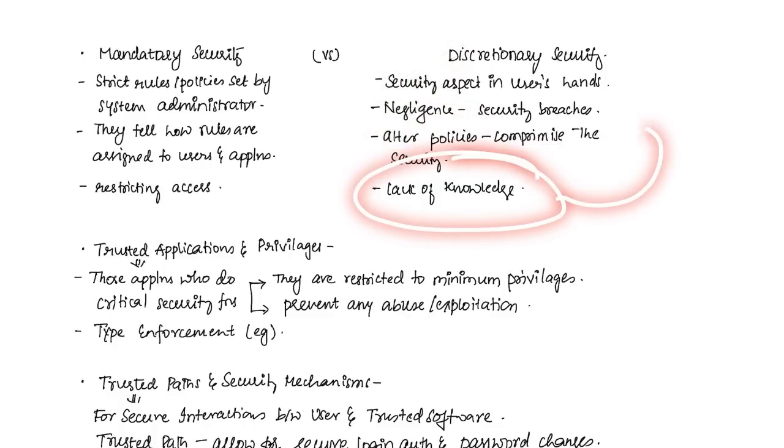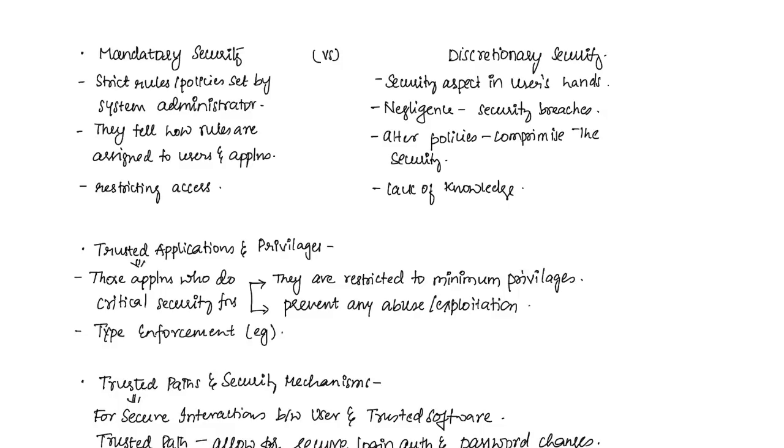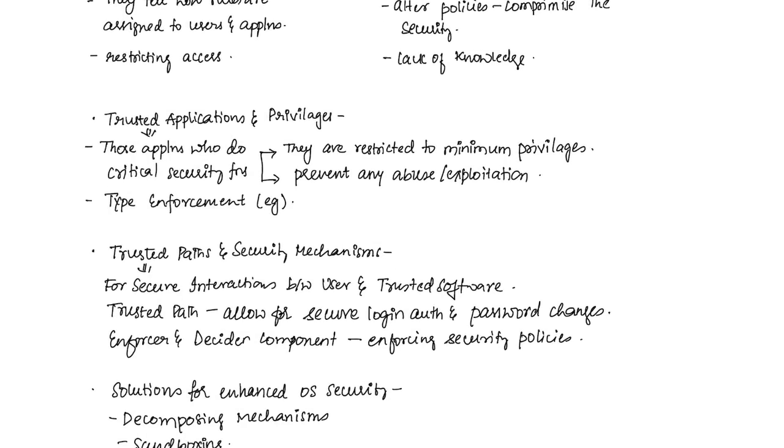So if he has a lack of knowledge, then there is definitely a security breach going to happen in your operating system. Next, we have trusted applications and privileges. Applications that perform critical security functions are called trusted applications. These applications are restricted to minimum privileges. So we are minimizing the privileges given to the applications, thereby preventing any abuse or exploitation which could happen.